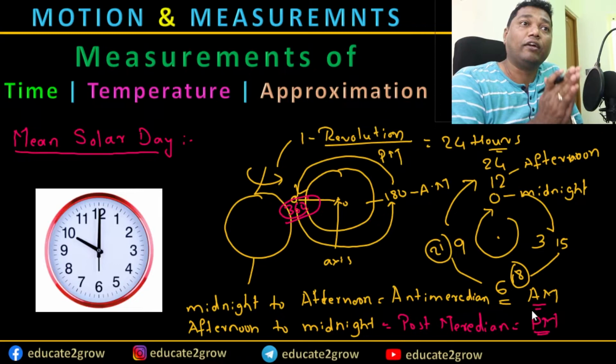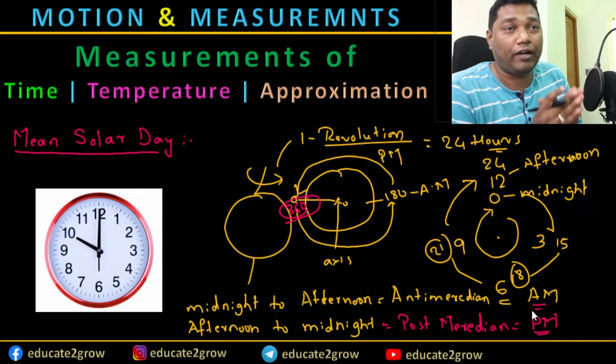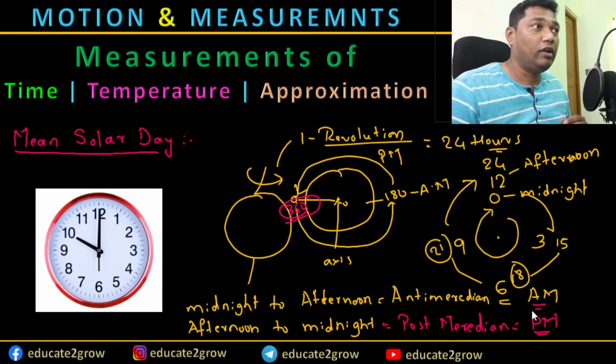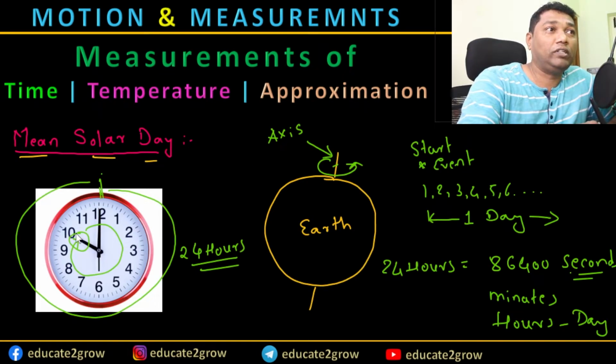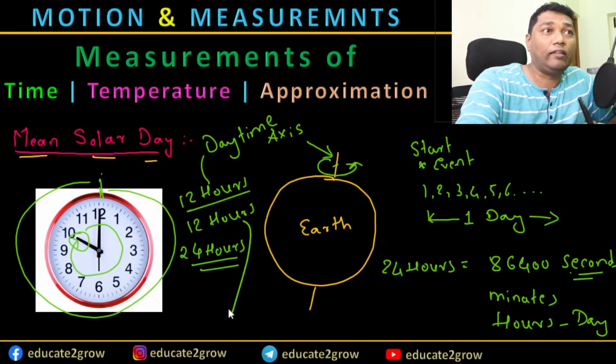So the mean solar day, the post meridian and the anti-meridian will be named. Now let us go from 10 to night 10. It is a 12 hours cycle. It becomes one cycle, and then one more cycle. In this cycle, we will see daytime, and in another cycle we will see night time.